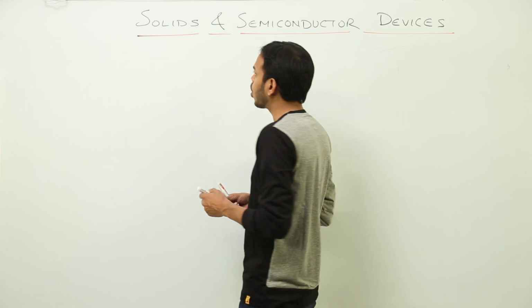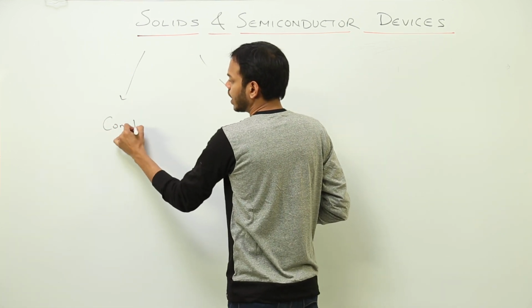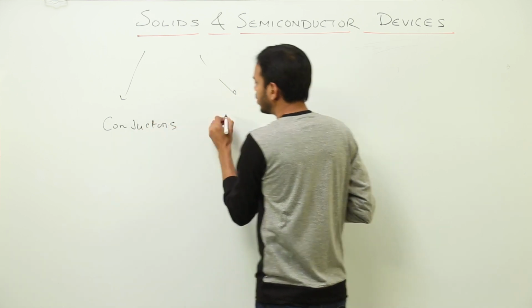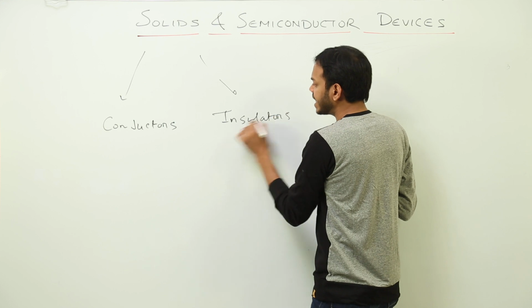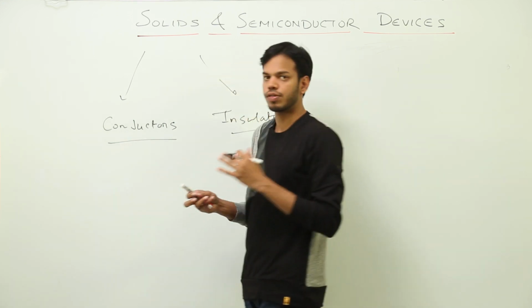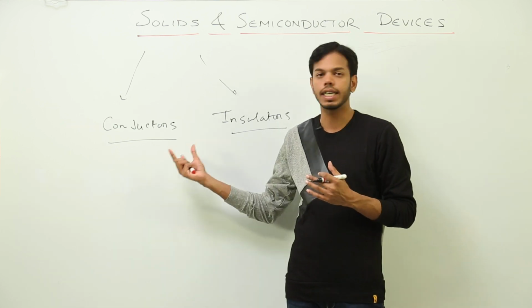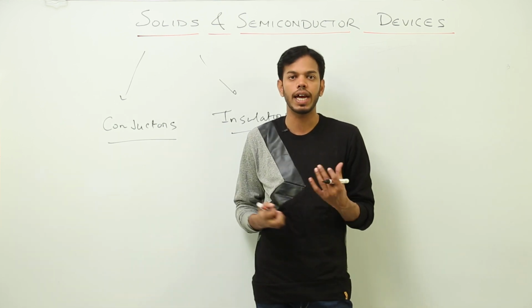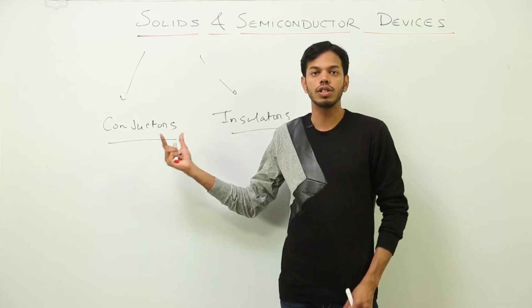See, I can broadly classify solids into two parts, right? One could be conductors and another one could be insulators. I'm asking you, what is that intrinsic property which separates conductors from insulators? You must be guessing that conductors conduct electricity, insulators do not. But why? What does an insulator not have, which conductors have?